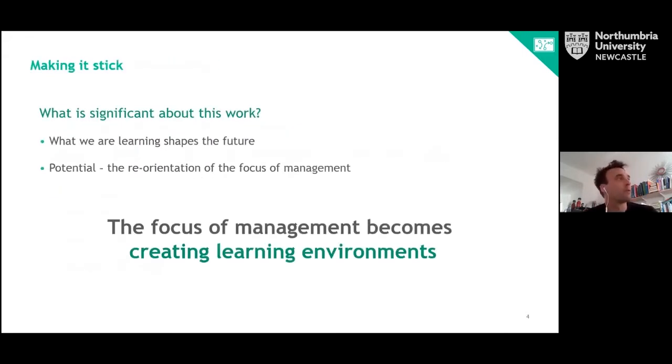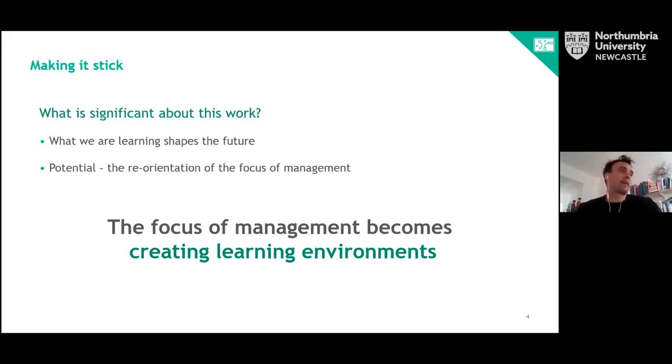And what's really significant about this work? Well, I think there are two aspects to what's significant about this. Partly, those learning processes generate insight that helps shape the future. So what we are learning through those processes is creating insight that will make the future look different. But there's also something really exciting, I think, about the way that managers have undertaken to create these learning environments.